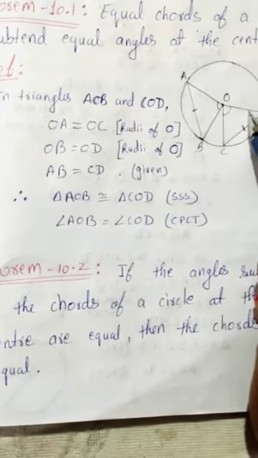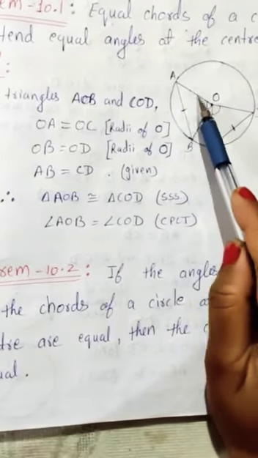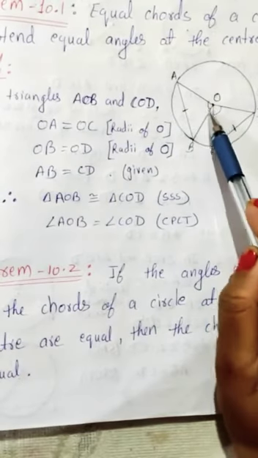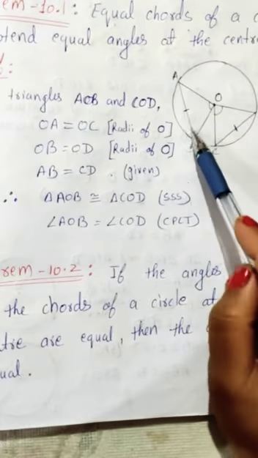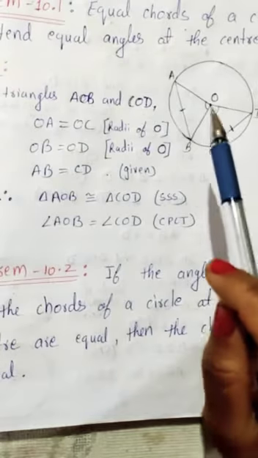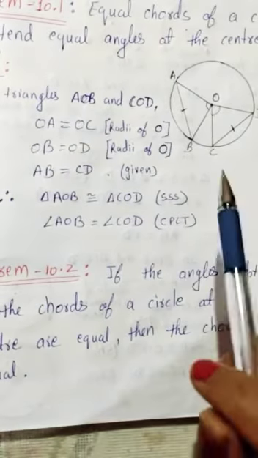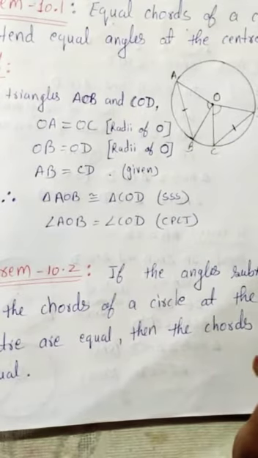So in short, I'll just tell you these two triangles will become congruent by side angle side, and then you will write that AB is equal to CD by CPCT. So this way both the theorems all of you have understood, I hope. So now we'll start the exercise, which is exercise 10.2.